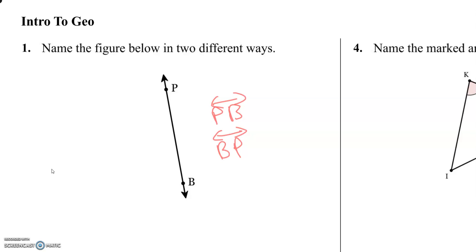Okay? Now if we was talking about a ray, let's say this part wasn't on here. If we was talking about a ray, it'd be BP only. And you put one arrow on there, like so.